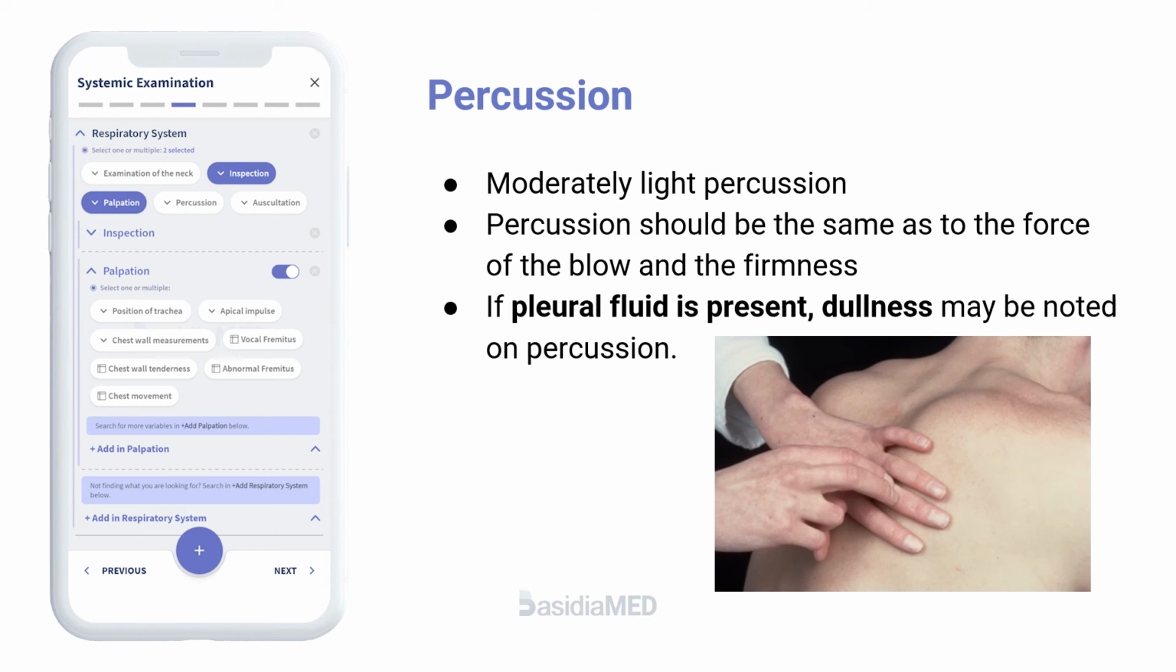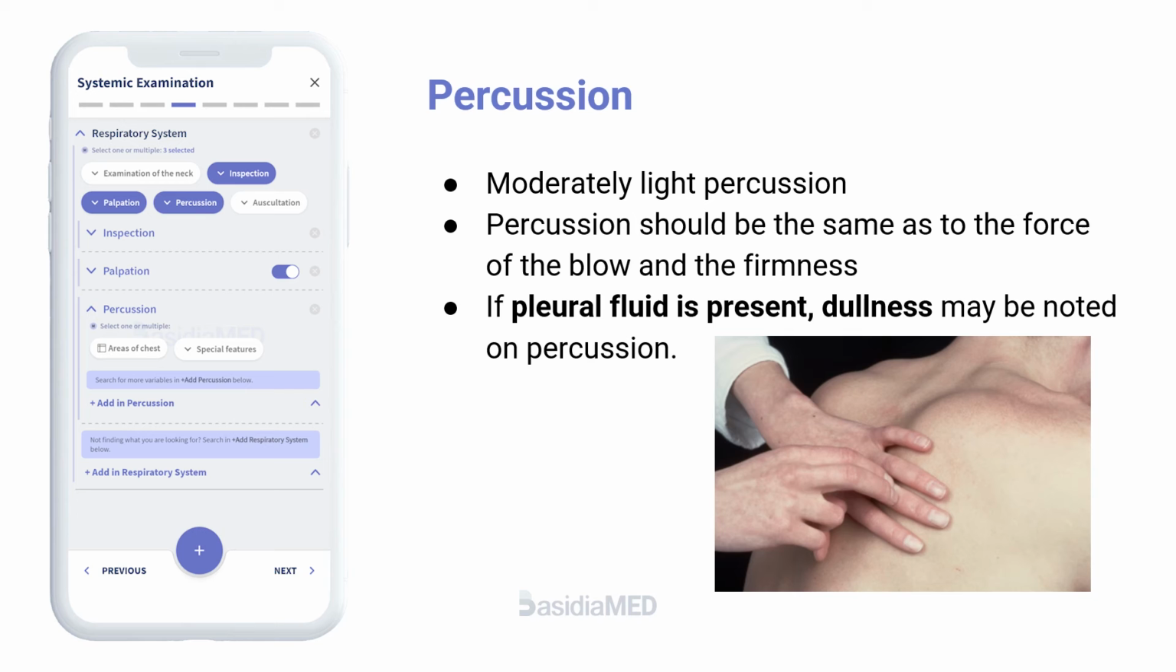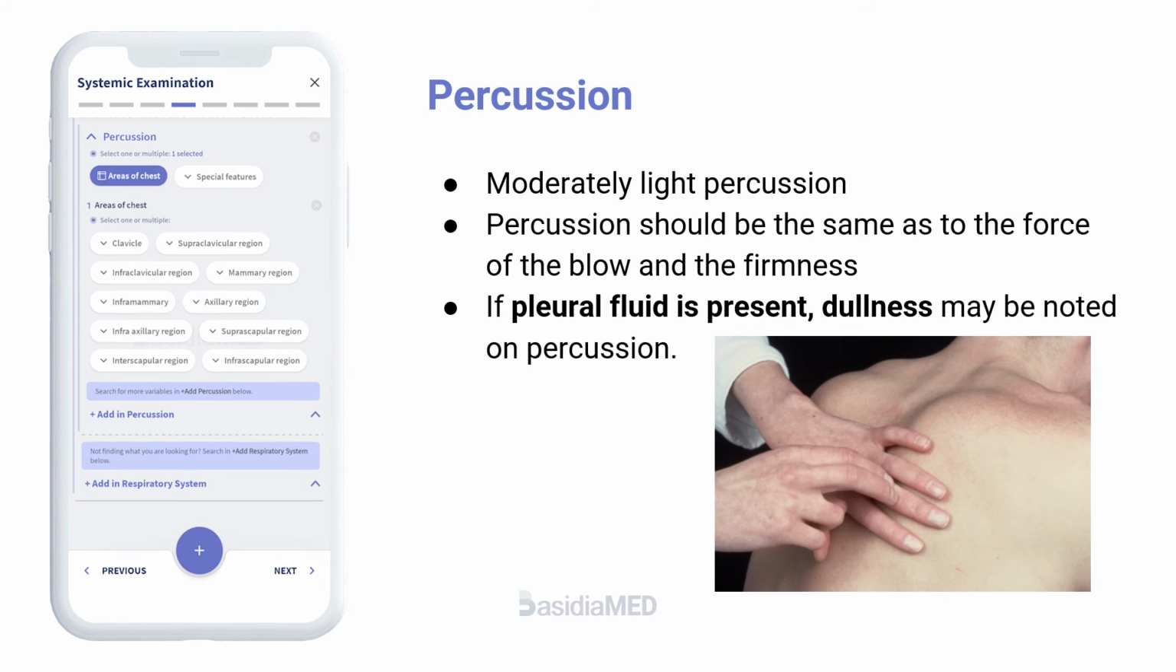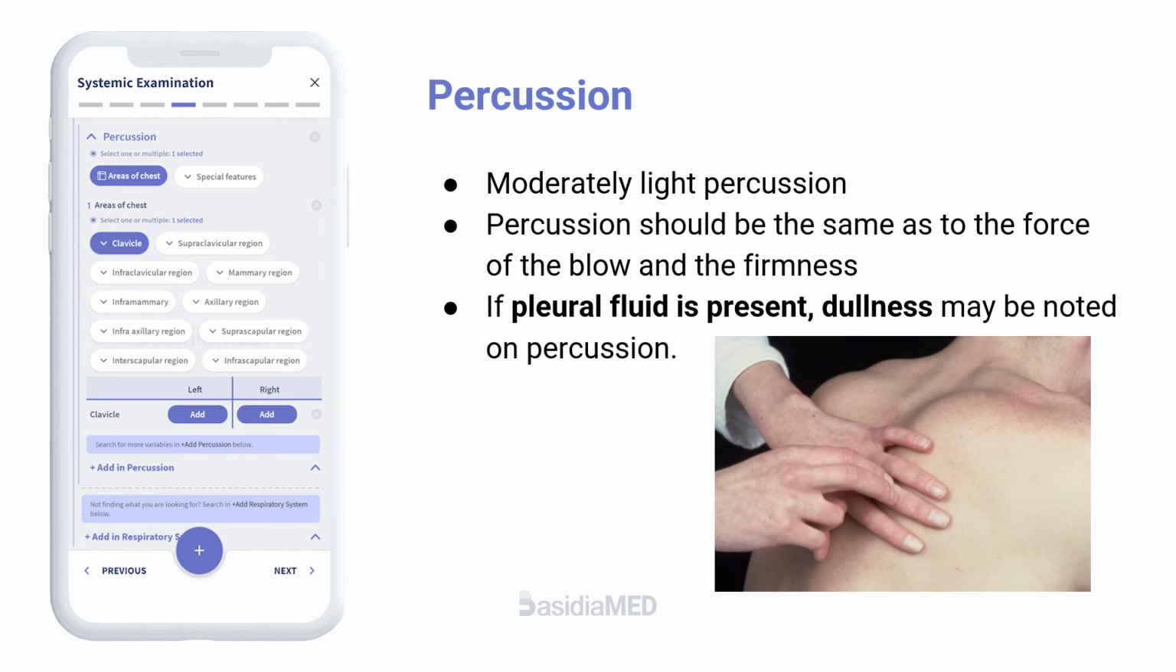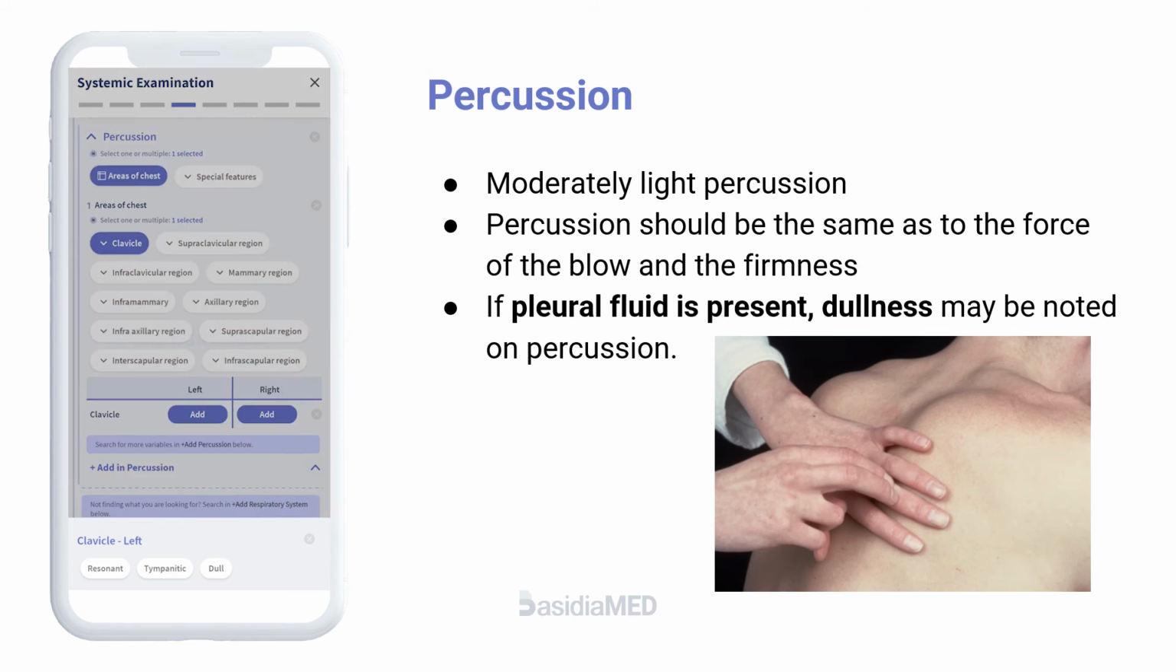Percussion. Moderately light percussion seems to be best suited for bringing out changes in lung resonance. It is easier to percuss from the area of low to the area of higher pitched resonance. Percussion should be the same as to the force of the blow and the firmness. If pleural fluid is present, dullness may be noted on percussion.